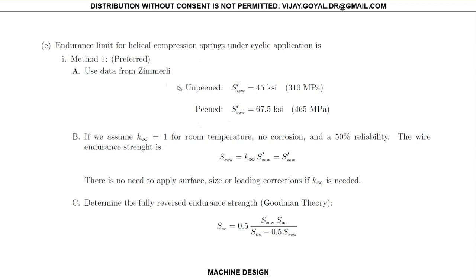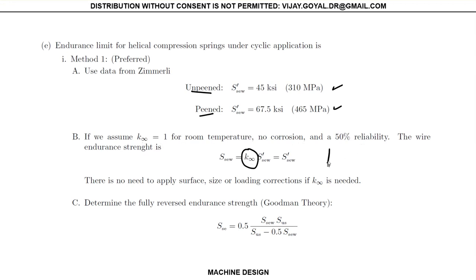So basically, it consists in if it's unpeened or peened. So you just choose depending on the application that you have of your spring. And this is K infinite. And note that your K infinite is just like if it's a room temperature, it's no corrosion, 50% reliability, then this is actually equal to 1.